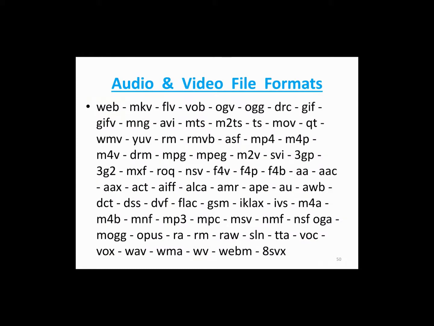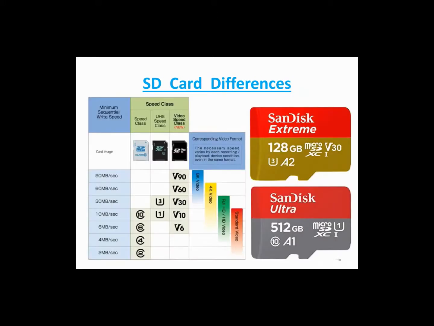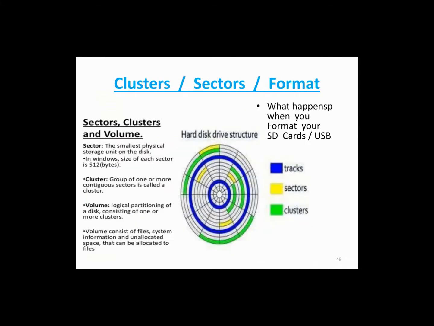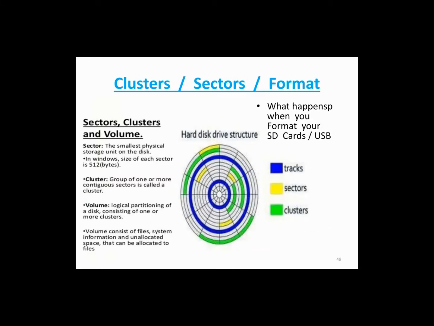So whether you're using a digital camera, a dash camera, a mobile phone, or some other video monitor, whatever it may be, or any other thing else for that matter, just make sure you get the right SD card for your device. Because now the things that may use your SD cards, just make sure you get the right type of SD card, which is the read-write speed and the gig size that suits your particular product.